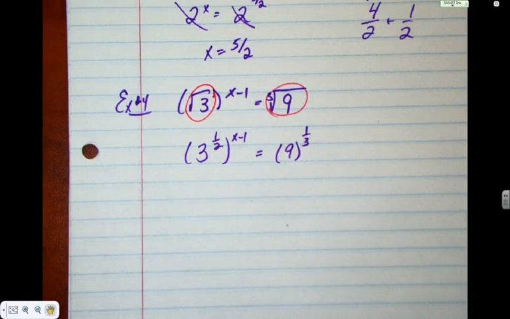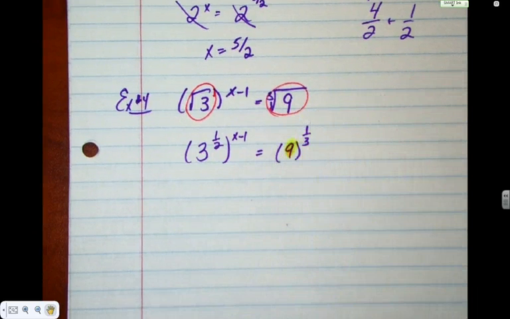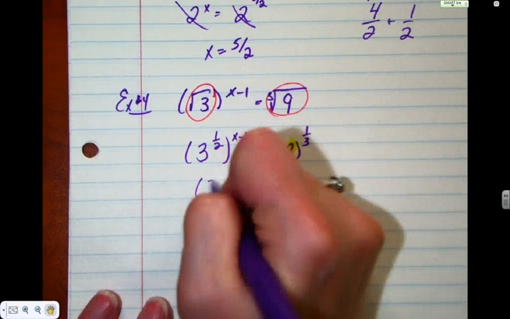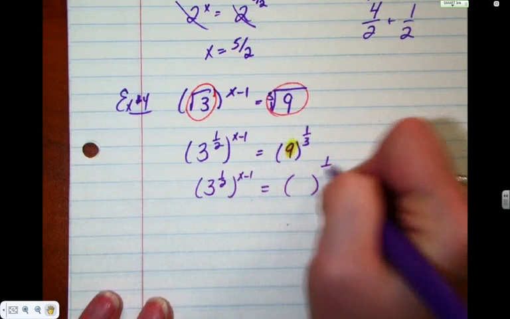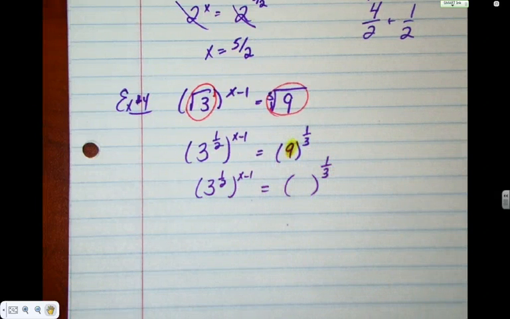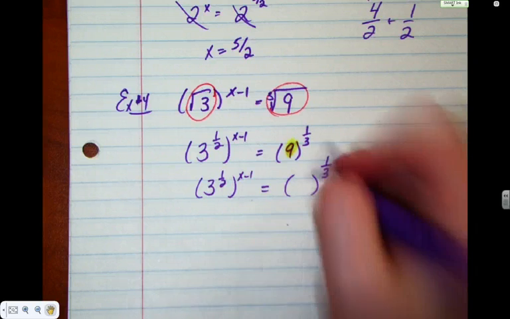Now we deal with the bases. So we look at 3, we look at 9. Which one can we convert? The 9. Everything else staying the same. 9's going to come out. 3 squared's going in its place.